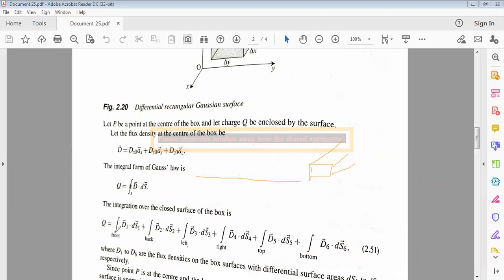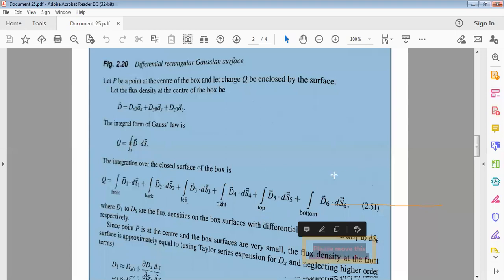See here, front D1 dot dS1, back side, opposite to that, D2 dot dS2, left side D3 dot dS3, right side D4 dot dS4, top and bottom D5 dot dS5, and below D6 dot dS6. Where D1 to D6 are the flux densities on the surfaces of differential surface areas dS1 to dS6.